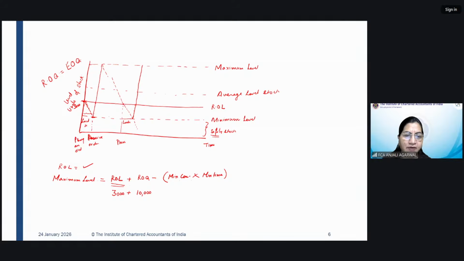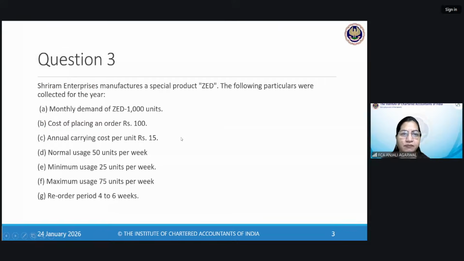So let's say at 3,000 units, you placed an order and the number of units you ordered was 10,000. So your maximum level could be 13,000. However, in this period, you had consumed a minimum of how much? Looking at the scenario here.